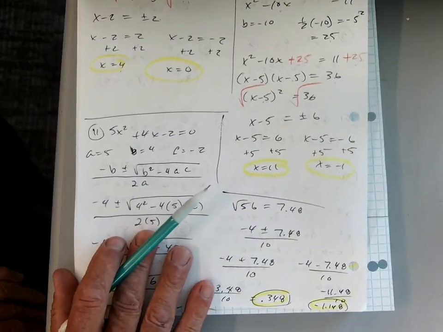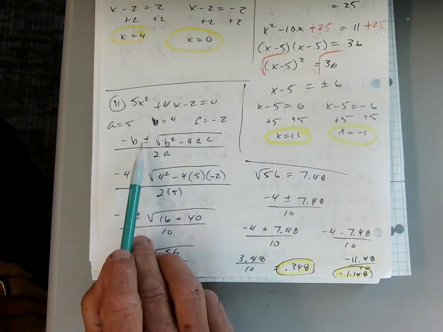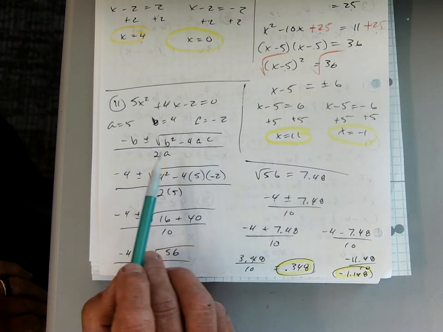Okay, number 11 is the quadratic formula. There it is, negative b plus minus the square root of b squared minus 4ac all over 2a.